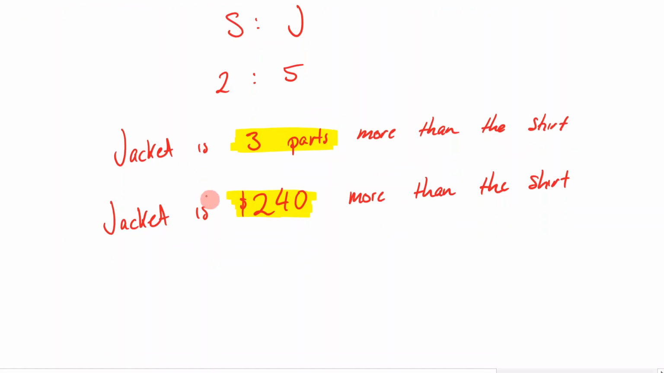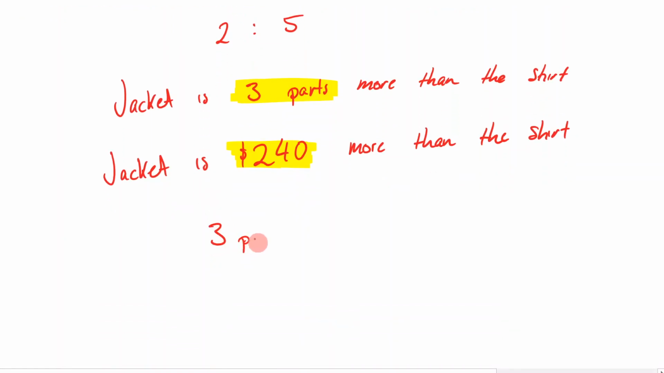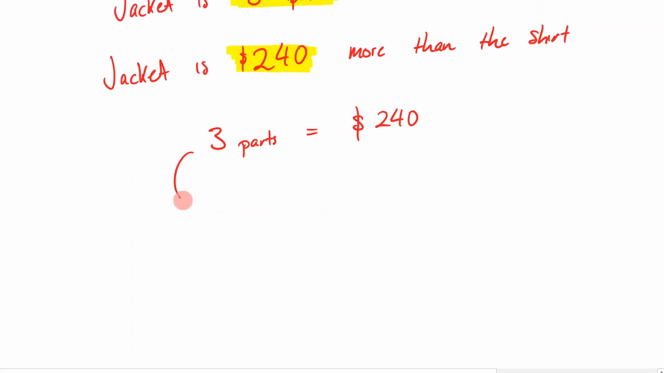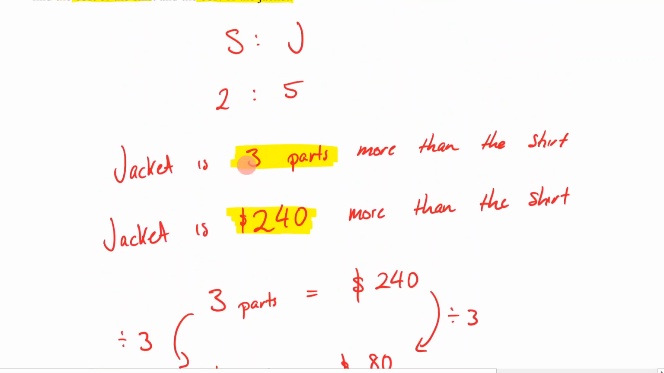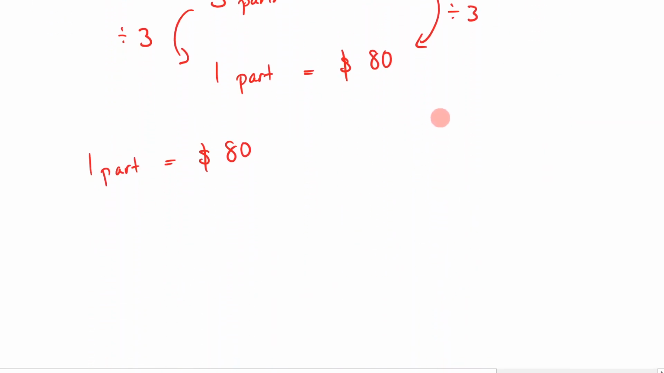So that means I can do this now. I can say 3 parts is equal to $240. And now I can divide both sides by 3 to find what one part is going to be. And one part is going to be $80. Then once I've got that, I've got one part is equal to $80. If I know, and I do, that a shirt is 2 parts, I just have to times this side by 2 and this side by 2, and I'm going to get 2 parts are equal to $160.